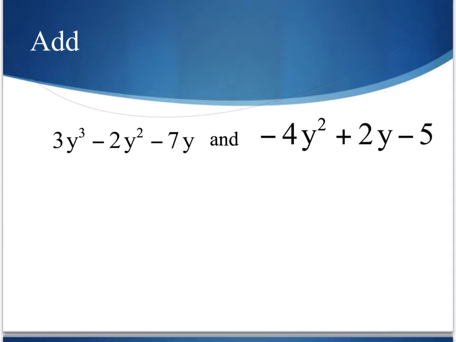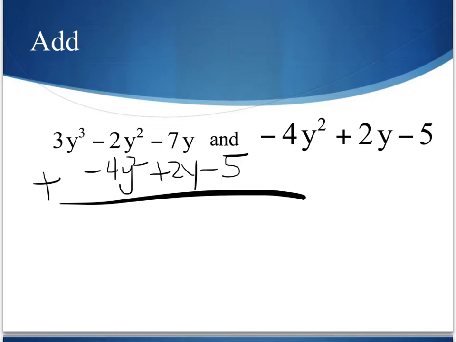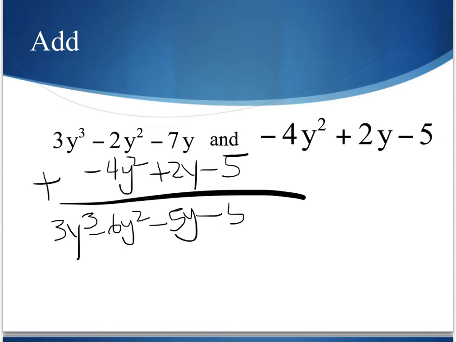So the next problem asks us to add. So again, we're going to line them up. So negative 4y squared goes under the negative 2y squared. And the 2y goes underneath the 7y. And we don't have a constant, so the negative 5 goes at the end. And we add that together, we get 3y cubed. Negative 2y squared and negative 4y squared is negative 6y squared. Negative 7y and positive 2y is negative 5y. And then negative 5.